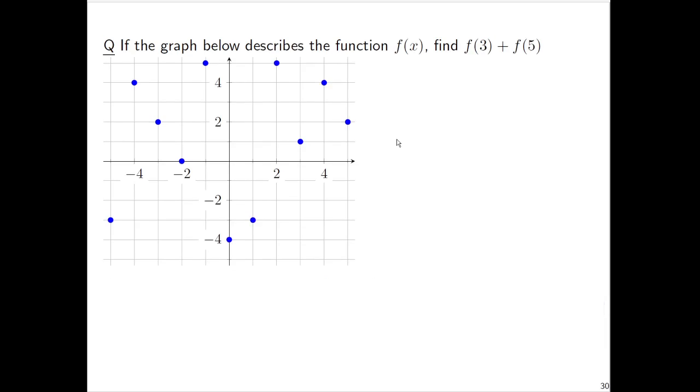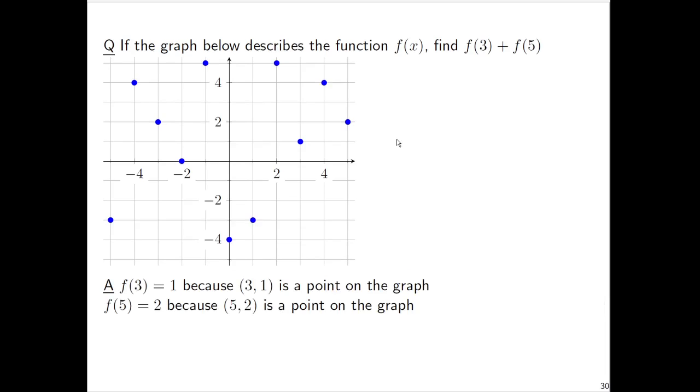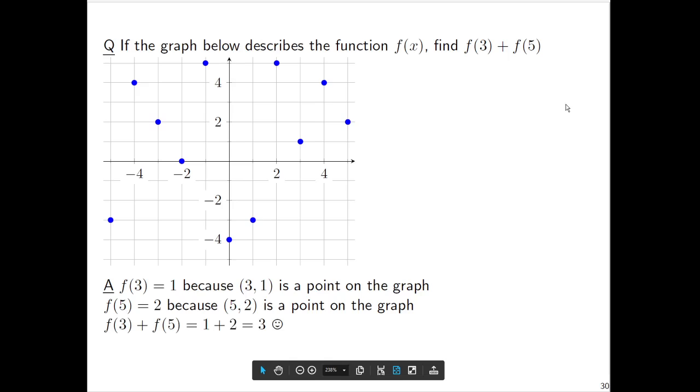Okay, if the graph below describes the function f of x, then let's find f of 3 plus f of 5. All right, well, f of 3 is 1 due to this point. f of 5 is 2 due to this point. So you go in the graph and you look for a point where the x-coordinate is 5. And good thing there's only one point where the x-coordinate is 5 because of the vertical line test. And at that point, the y value is 2. So f of 3 is equal to 1, f of 5 is equal to 2, and now we can answer what f of 3 plus f of 5 is. So f of 3 plus f of 5 equals 1 plus 2, right? The f of 3 got replaced with a 1, the f of 5 got replaced with a 2, then we simplify 1 plus 2 to be 3.